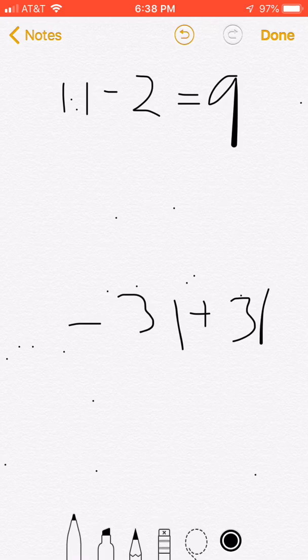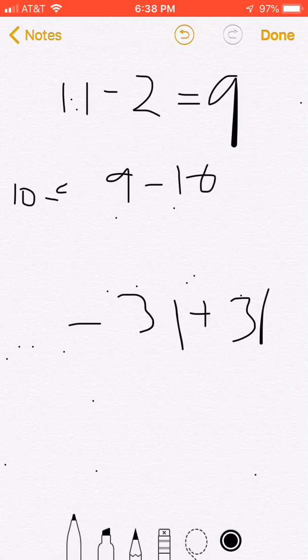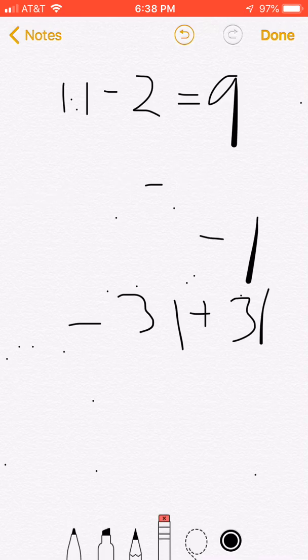Now remember the trick which I taught you. 9 minus 10: we can do 10 minus 9, which is 1. And then we just add the negative. So the answer is negative 1.